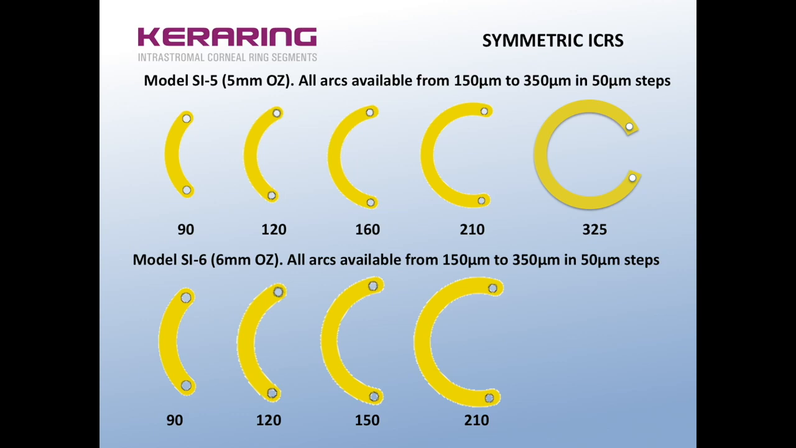To these variables, we add a third one, which is the thickness of the rings that varies from 150 to 350 microns with a pitch of 50 microns, so practically for each of those we mentioned before, there is the 5 mm and 6 mm version with arcs of 90 degrees, 120 degrees, 160 degrees, 210 degrees, and 325 degrees, and for each, there is a specific thickness available. These determine how much correction we are going to make with the intrastromal ring and how difficult it is to choose the appropriate one to correct our keratoconus.